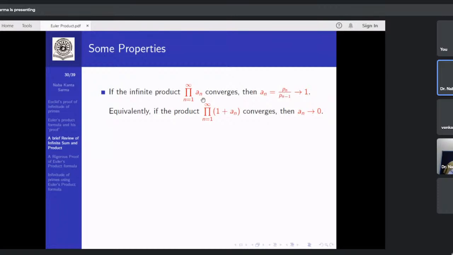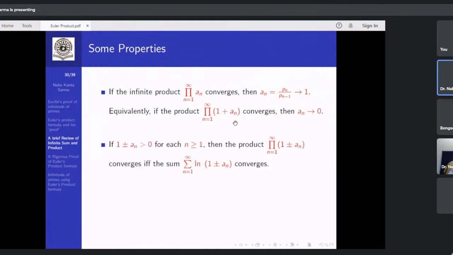Equivalently, since each an goes to 1, we can replace the term an by 1 plus some an, since these are near about 1. So I can replace the product terms by 1 plus an. In that case, this an will go to 0 because 1 plus an has to go to 1. So an must go to 0.